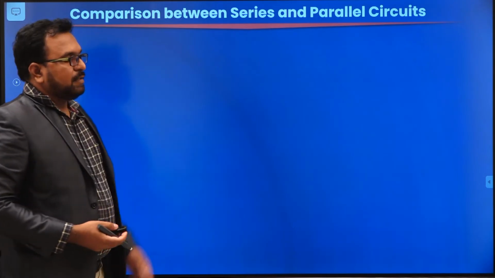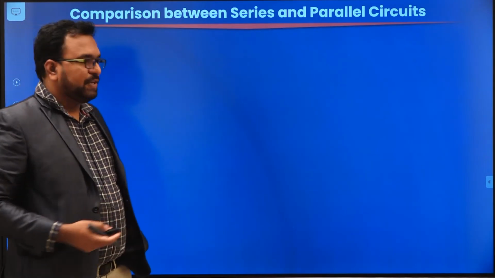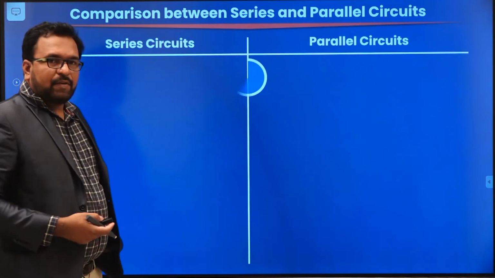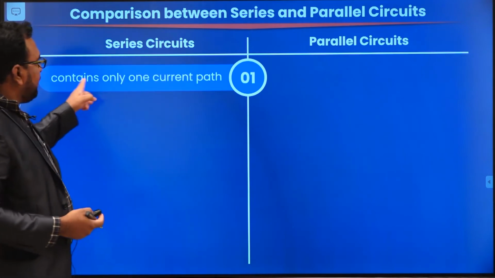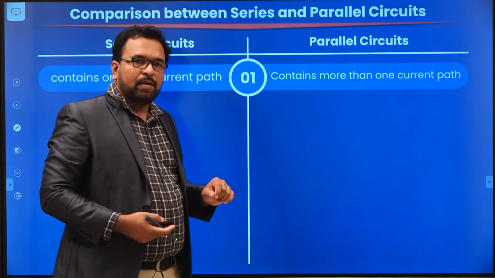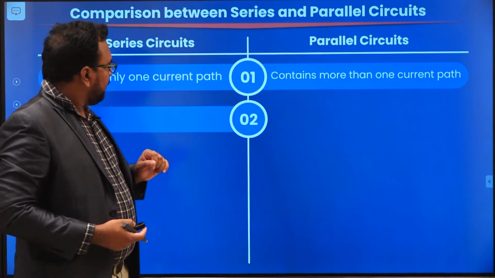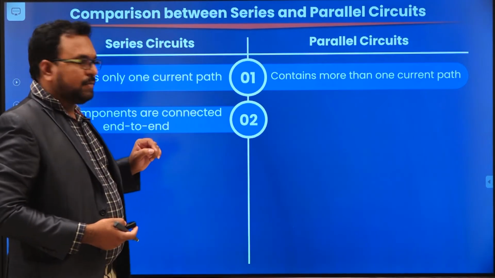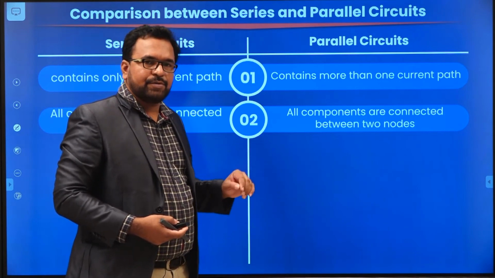Now let us compare the series and parallel circuits. With this we will finish this topic on series and parallel circuits. So what is the first thing you have to note here? In case of series circuits, it contains only one current path. In parallel circuits, they contain more than one current path. Next, what is the second important point? All components are connected end to end. And in case of parallel circuits, all components are connected between two nodes.